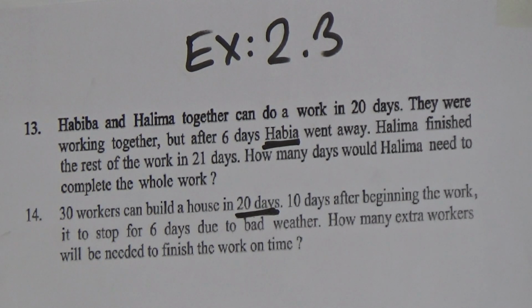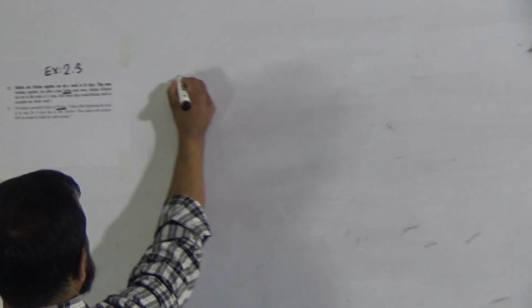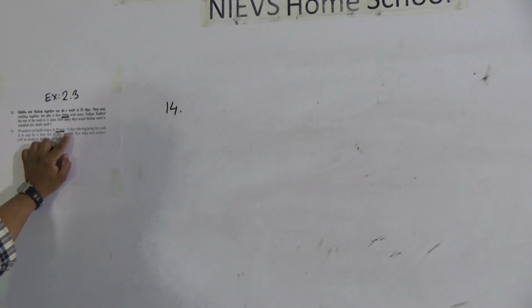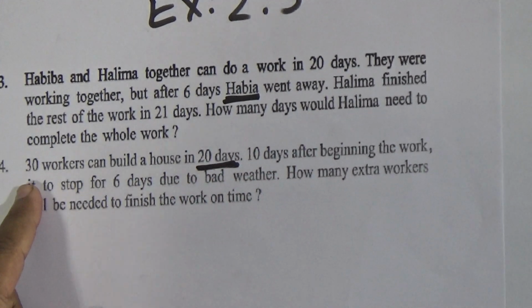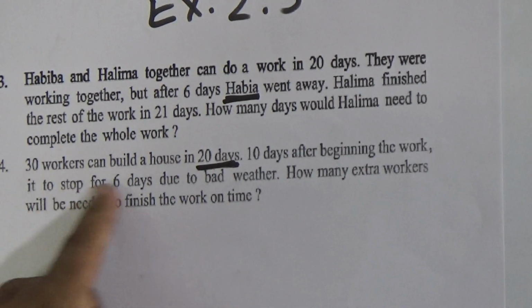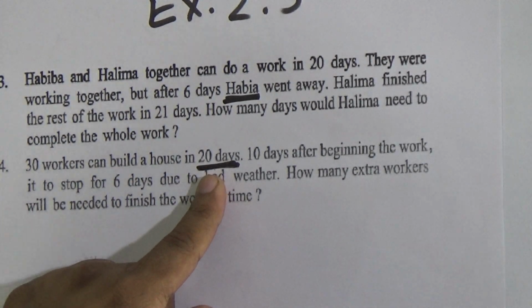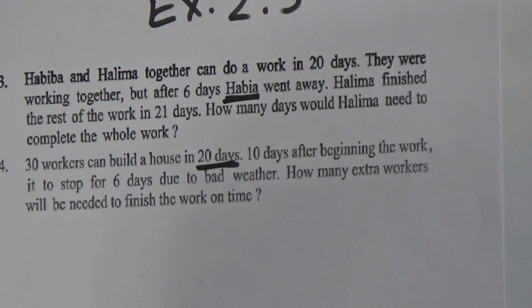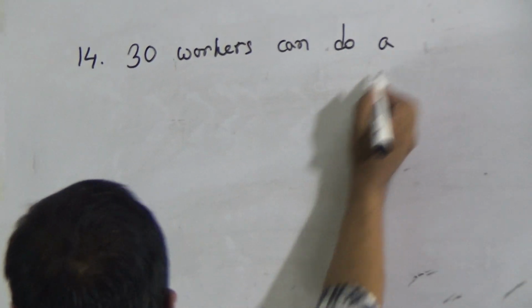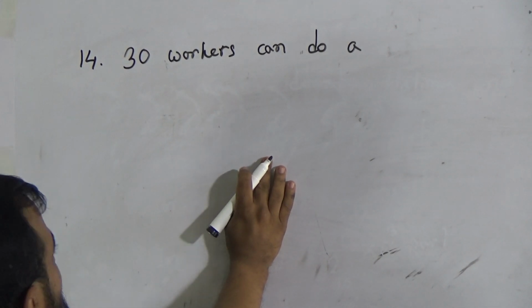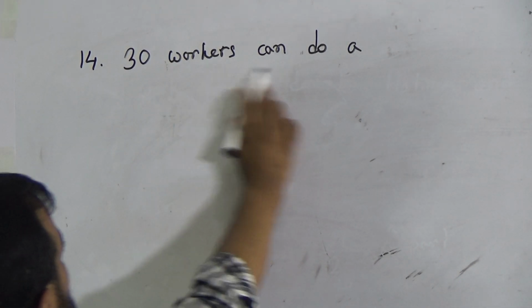Already, dear students, for 10 days the 30 workers worked. Already for 10 days after beginning the work, it had to be stopped for 6 days. That means that 10 days the 30 workers worked. And the first information is that 30 workers can build a house in 20 days. This means that, my dear students, look, 30 workers can do a work. It is building a house. So we can write down: 30 workers can do a work.